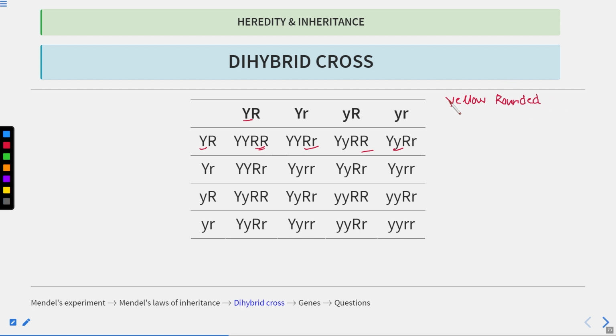Okay, both are dominant traits. So here this is the first one. This is the second one. Then this is the third one. This should be the fourth.